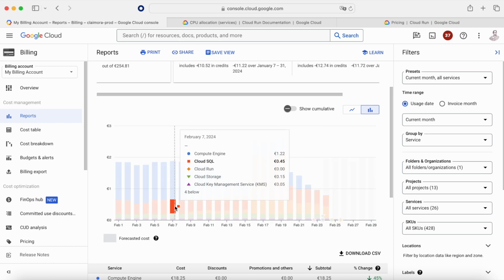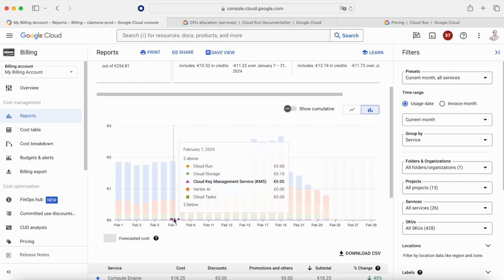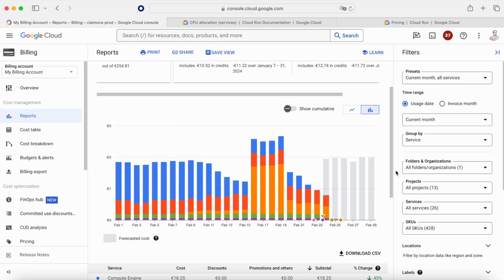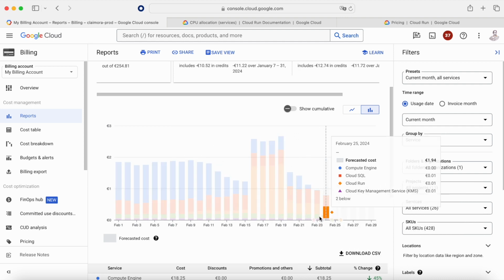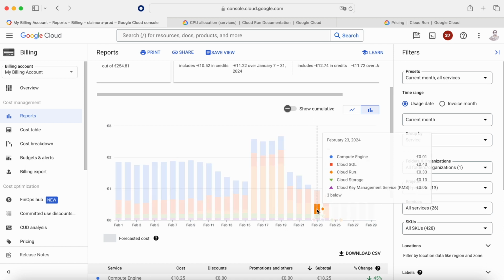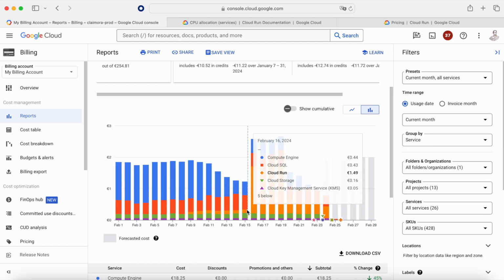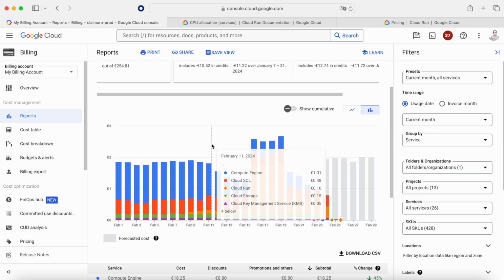In the second number here, we have Cloud SQL. And then the third number is Cloud Storage. Where is Cloud Run here? Cloud Run, as you can see, is this little one that we have here, and it appears now and appears these days. What happened here? We had a database that was connected to Cloud Run and it was using Cloud Run VPC serverless, which is using a Compute Engine, this blue part.